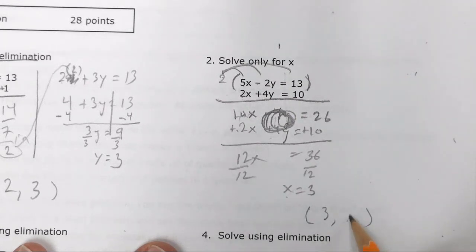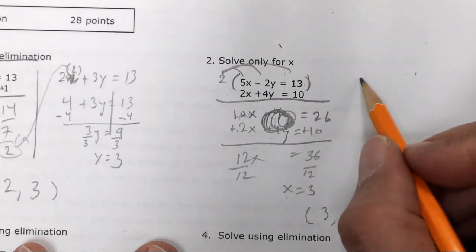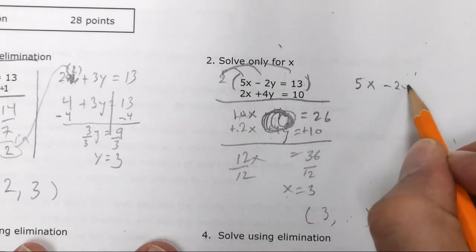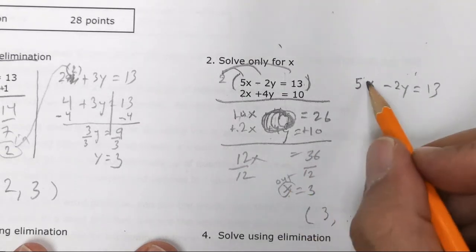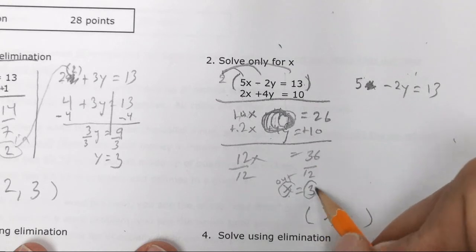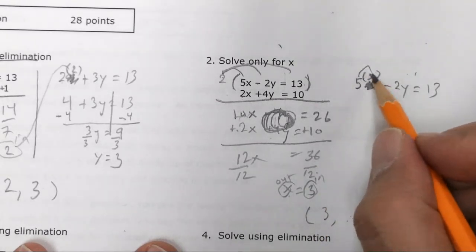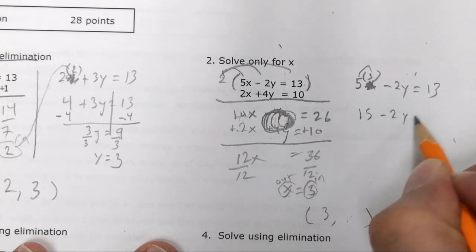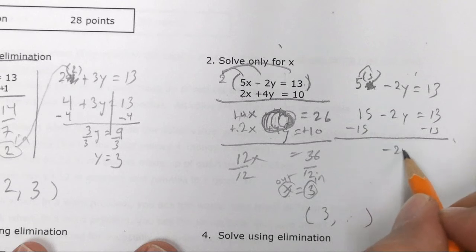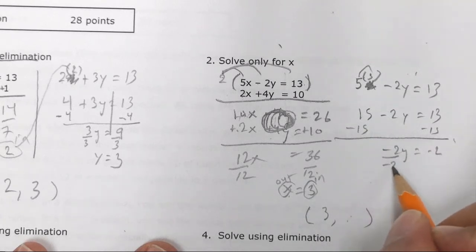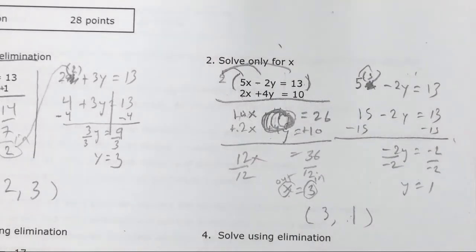In order to find the y portion, you rewrite the original equation. Again, any one of those will work. It makes no difference which one. x comes out. 3 comes in. And since there's a 5 in front of it, you put it in parentheses. 5 times 3 is 15. Subtract 15 from both sides. And you divide by negative 2. And the answer is 31.